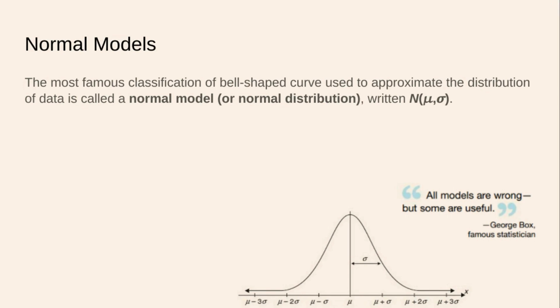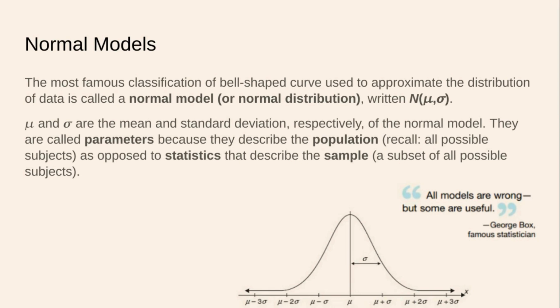I will use them interchangeably. And that is written in this interesting little notation right here. The N means we are using a normal model. It's a bell-shaped curve kind of like this. This is mu, which refers to the population mean, and sigma refers to the population standard deviation. So this normal model has a center and spread. Mu and sigma are the mean and standard deviation, respectively, for this normal model.